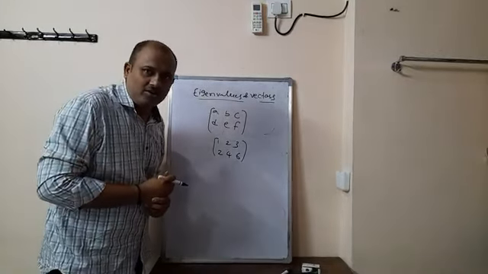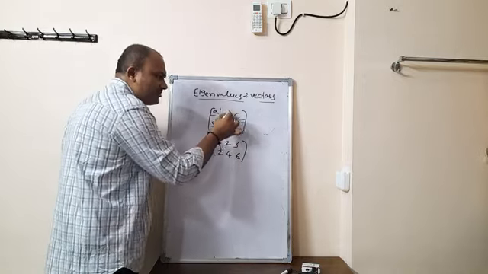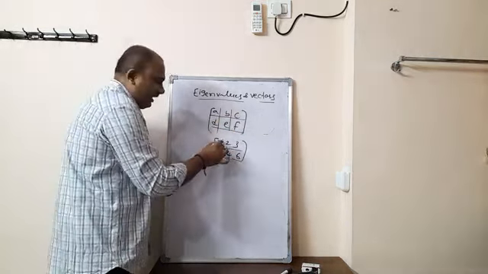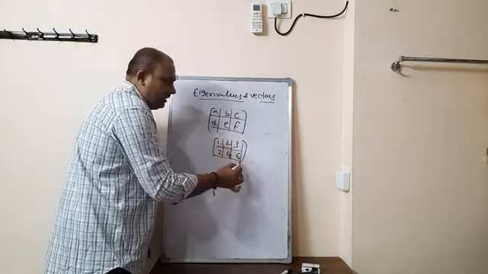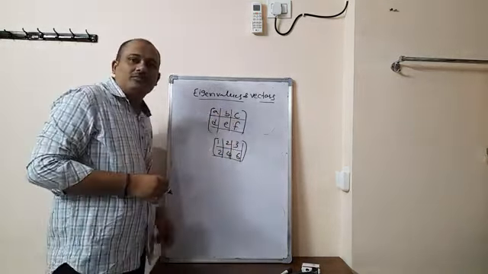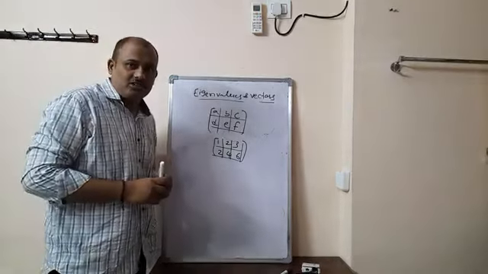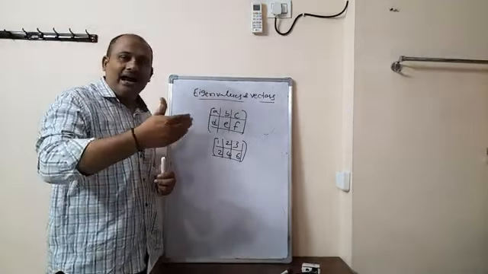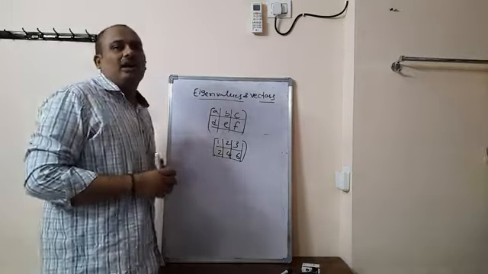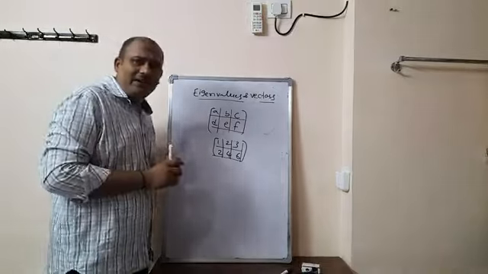Here this is the first row and this is the second row, and first column, second column, third column. Here also first row, second row, first column, second column, third column. That is called a matrix. The arrangement of elements in the form of rows and columns is called a matrix. That is the definition of a matrix.